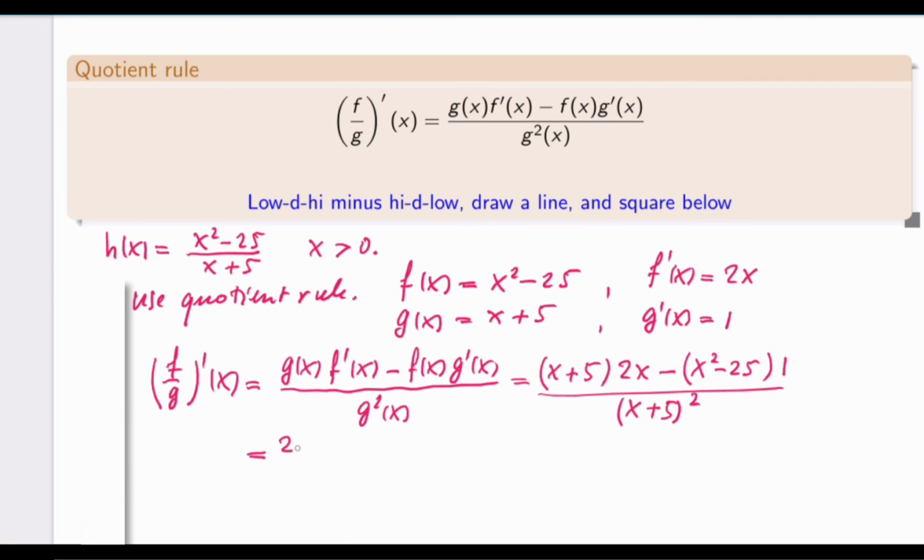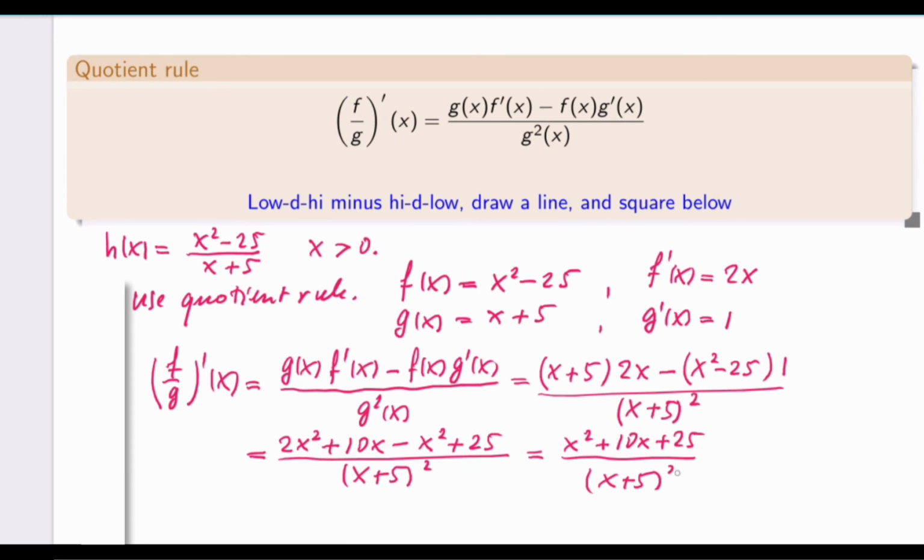So we multiply this out, we get 2x squared plus 10x minus x squared plus 25, divided by (x plus 5) squared. And then the x squared terms in the numerator simplify, we get x squared plus 10x plus 25 divided by (x plus 5) squared. But now it is a complete square in the numerator. We can write this as (x plus 5) squared divided by (x plus 5) squared. Ha! And this is equal to 1.